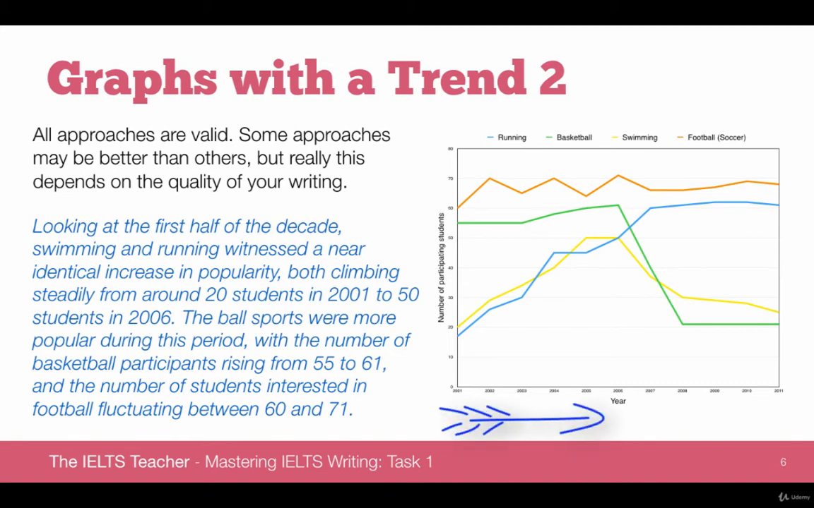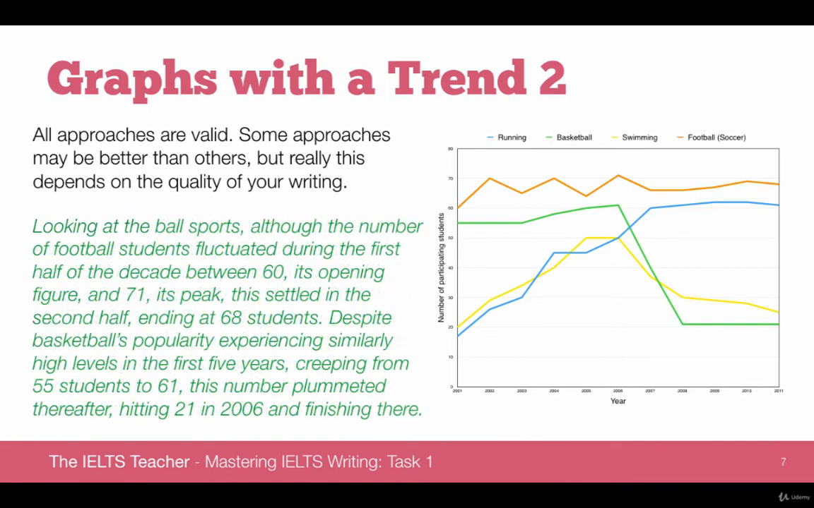Looking at the first half of the decade, swimming and running witnessed a near identical increase in popularity, both climbing steadily from around 20 students in 2001 to 50 students in 2006. The ball sports were more popular during this period, with the number of basketball participants rising from 55 to 61 and the number of students interested in football fluctuating between 60 and 71. Okay, we're still trying to be concise, picking out those key figures.